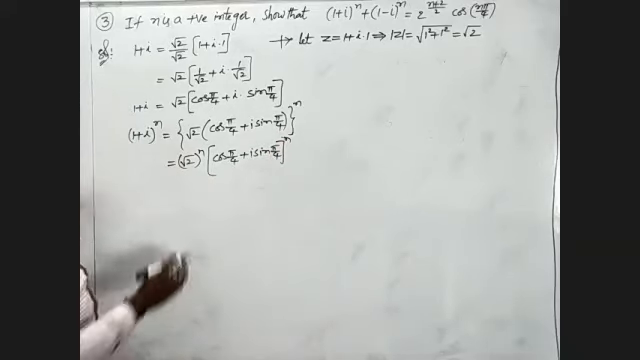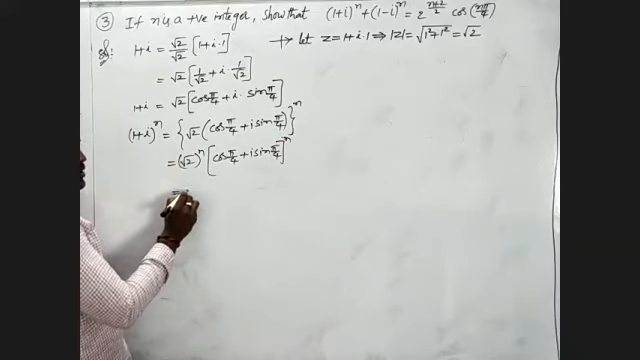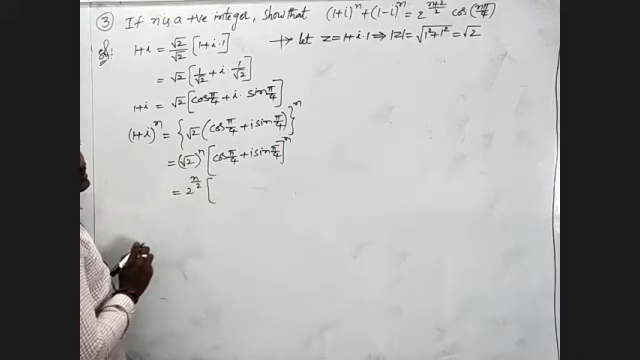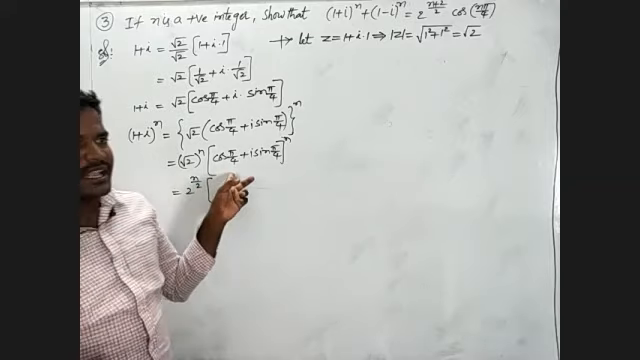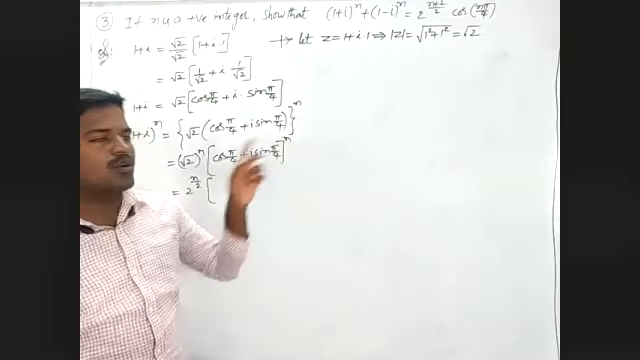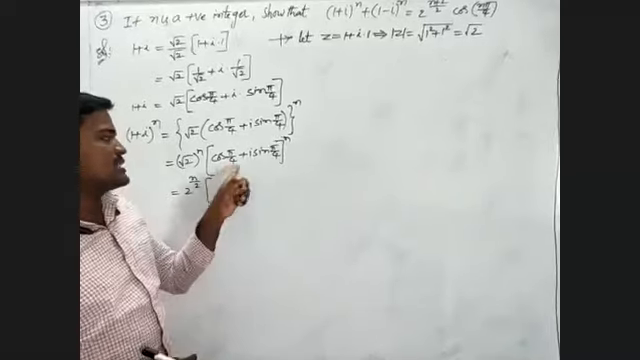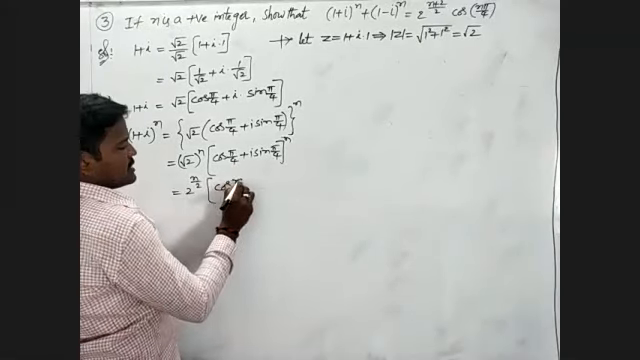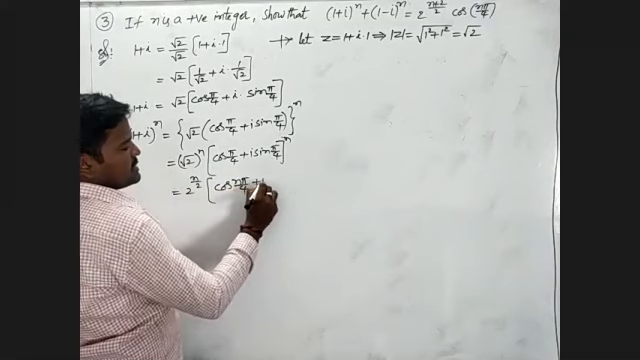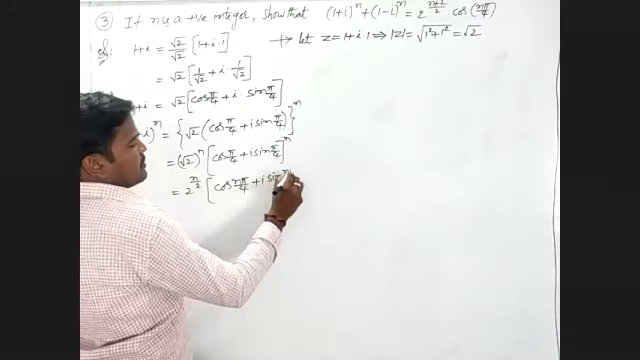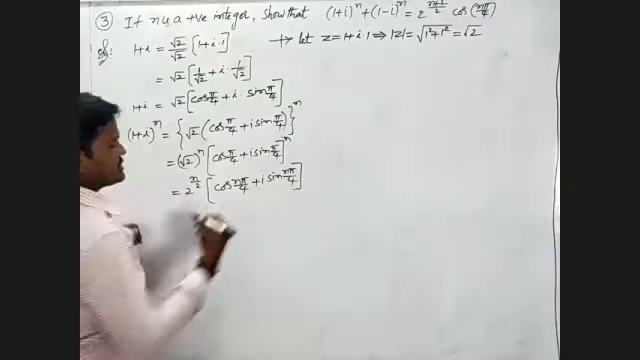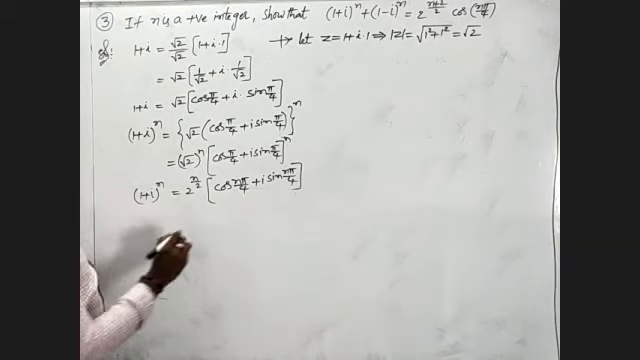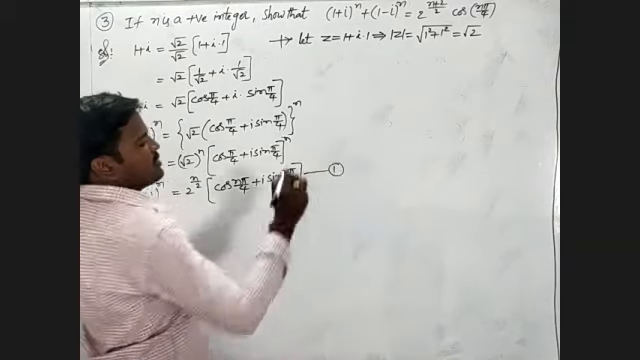We have to expand this one. Root 2 is nothing but 2 power 1 by 2. Finally, we have to write 2 power n by 2 into, and we can expand cos theta plus i sin theta whole power n as cos n theta plus i sin n theta. So the given one can be written as cos n pi by 4 plus i sin n pi by 4. This is the value of (1 plus i) whole power n. This is equation number 1.